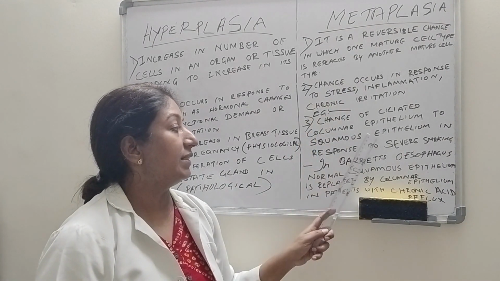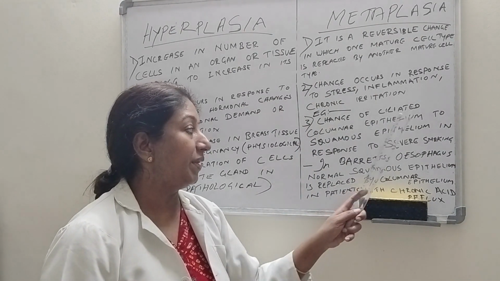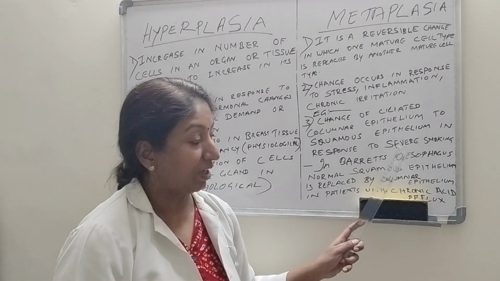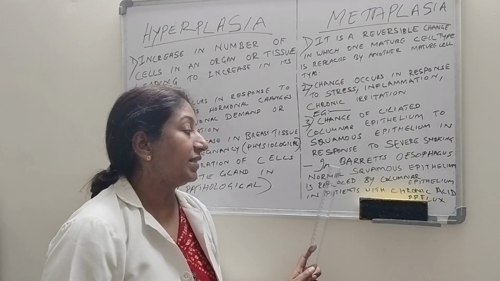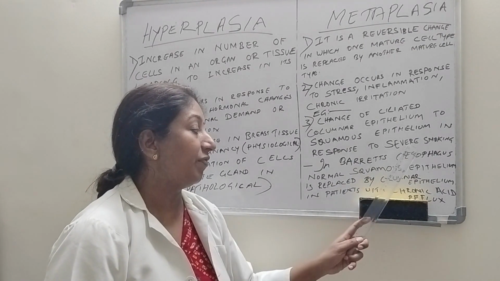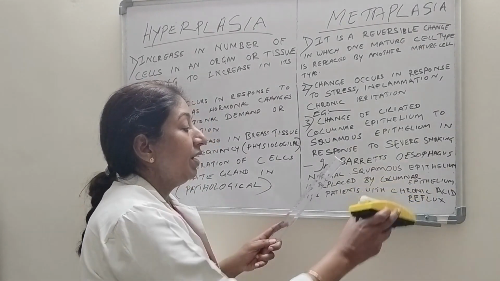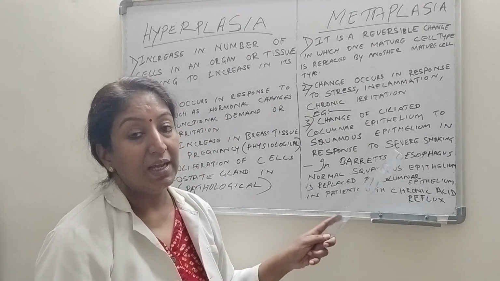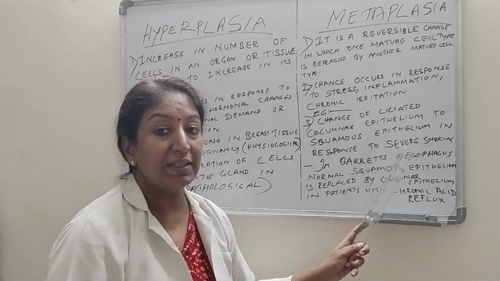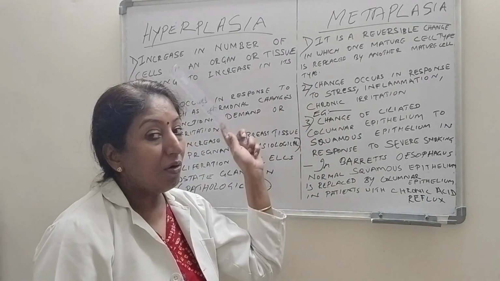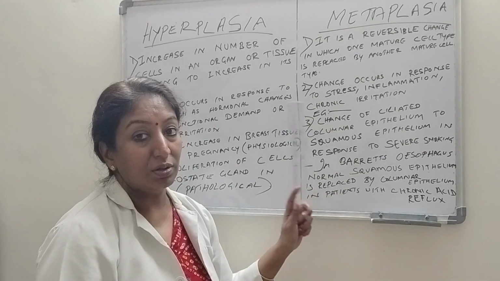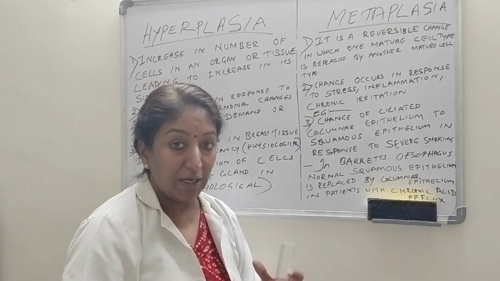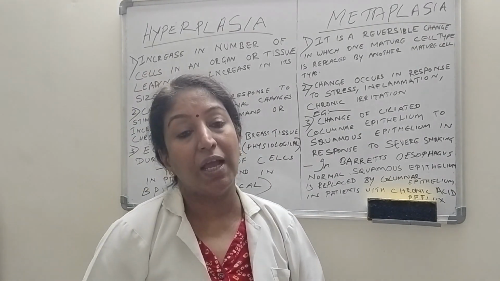In metaplasia, the examples are change of ciliated columnar epithelium to squamous epithelium in response to heavy smoking. The second example is Barrett's esophagus, where normal squamous epithelium is replaced by columnar epithelium in patients with chronic acid reflux. You all might have heard in the video what all things are there, and I have explained it properly. Go through the video, study properly, write your exam, you will get very good marks.